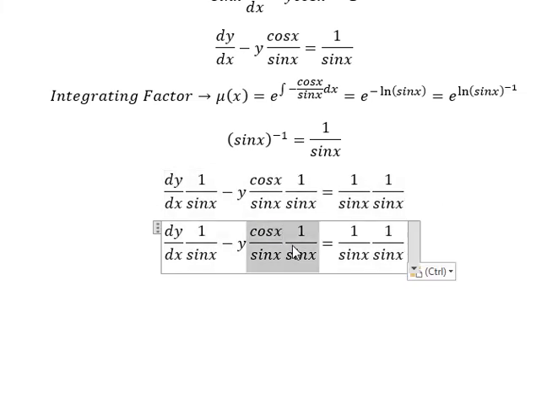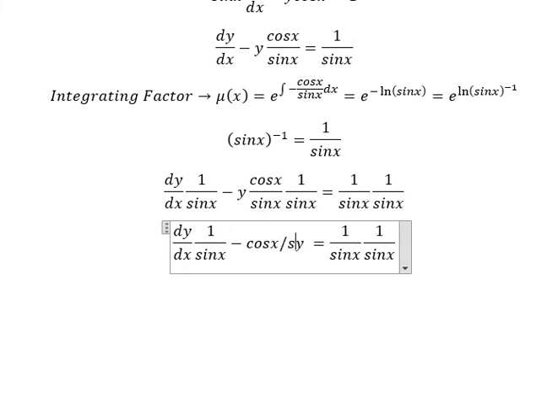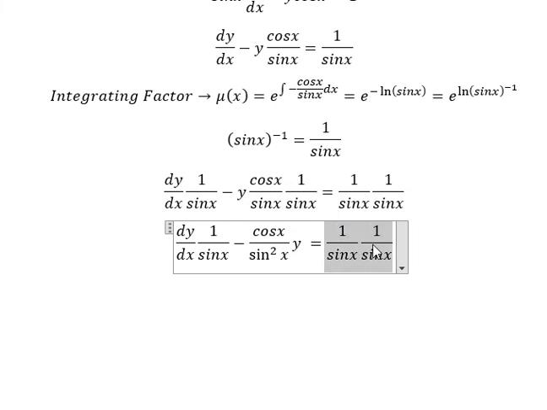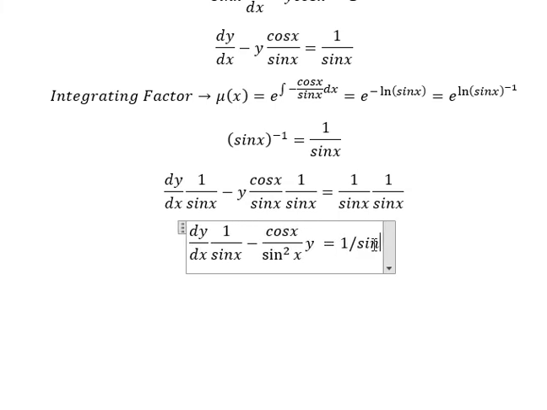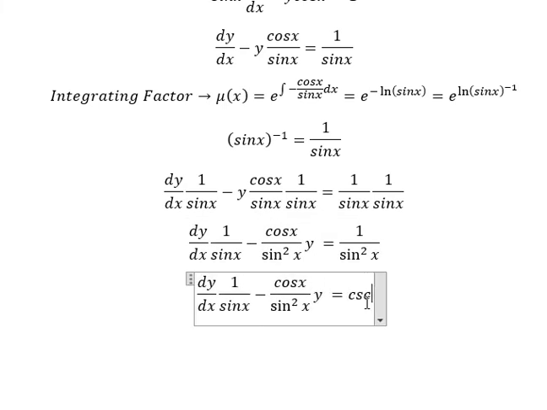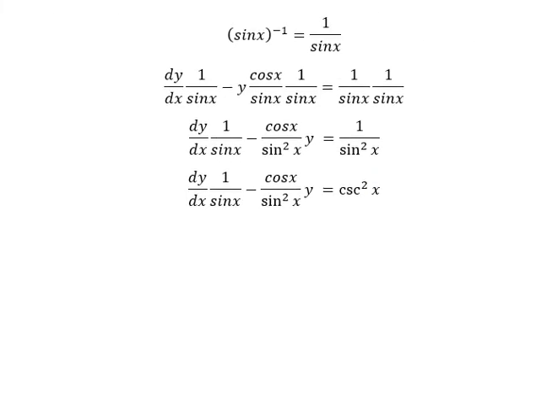So this one we have cosine s over sine s square. This one we have 1 over sine s square. And we know that 1 over sine s square we change cosecant of s square. Next, we put the integration for the both sides.